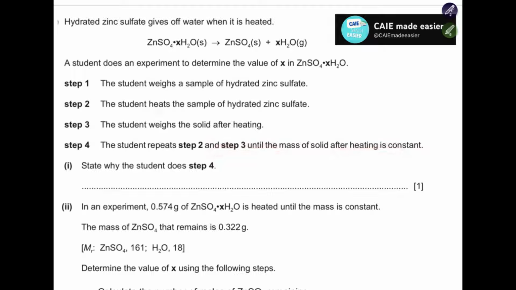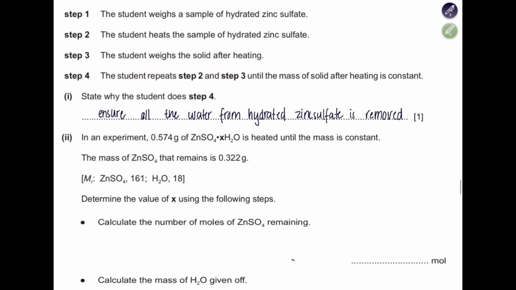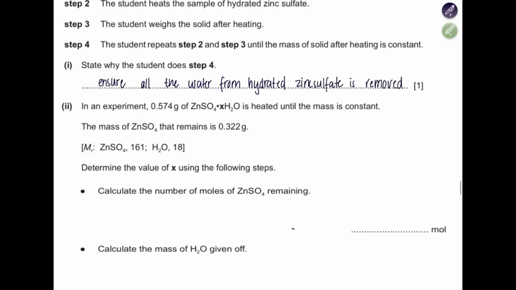So he heats and then weighs, heats and weighs. Why does he do that? To make sure all of the water is removed. Next, in an experiment, 0.574 grams of hydrated zinc sulfate is heated until the mass is constant.